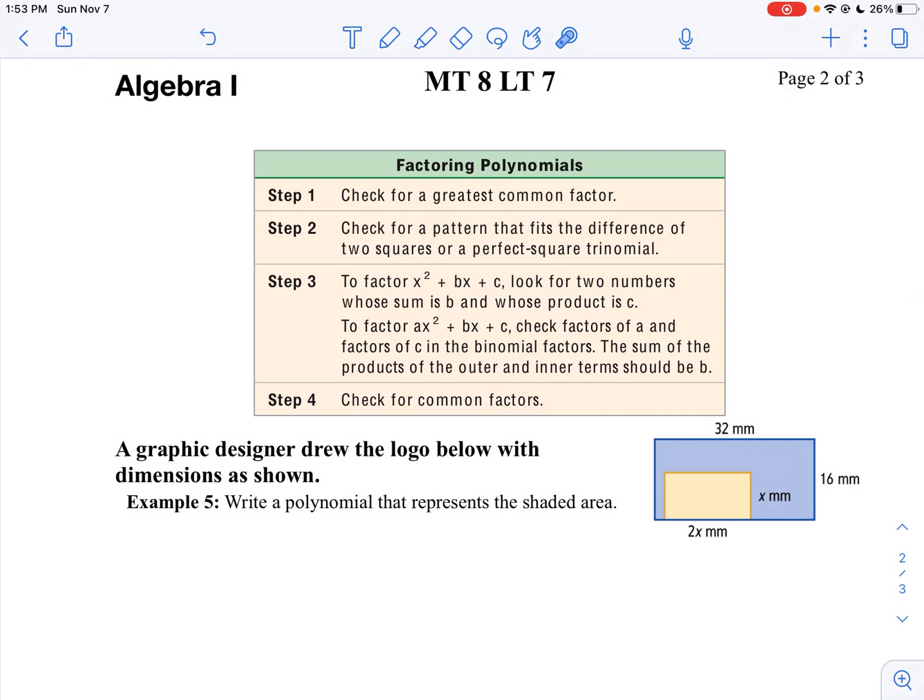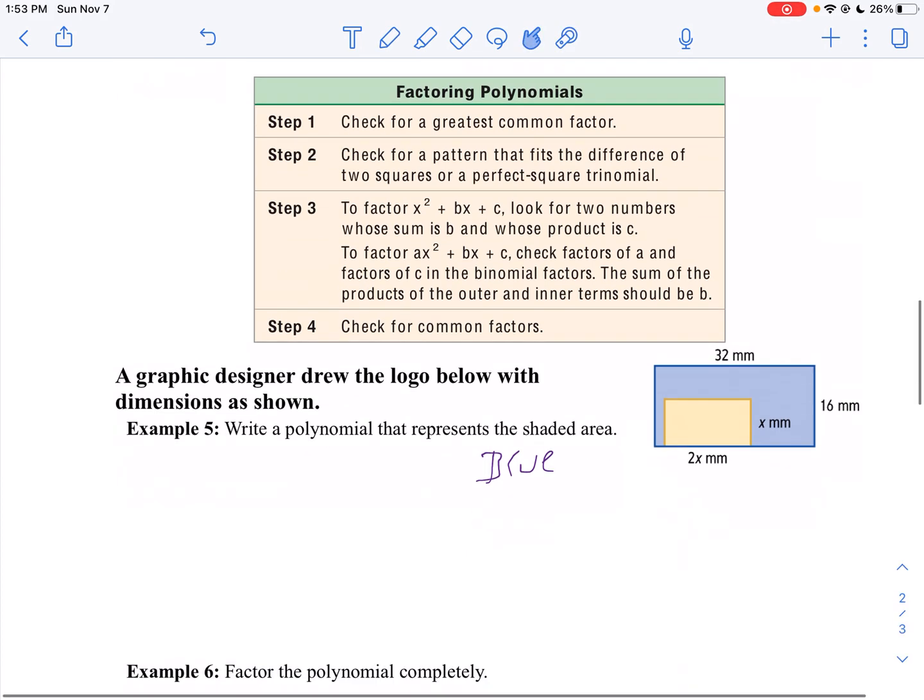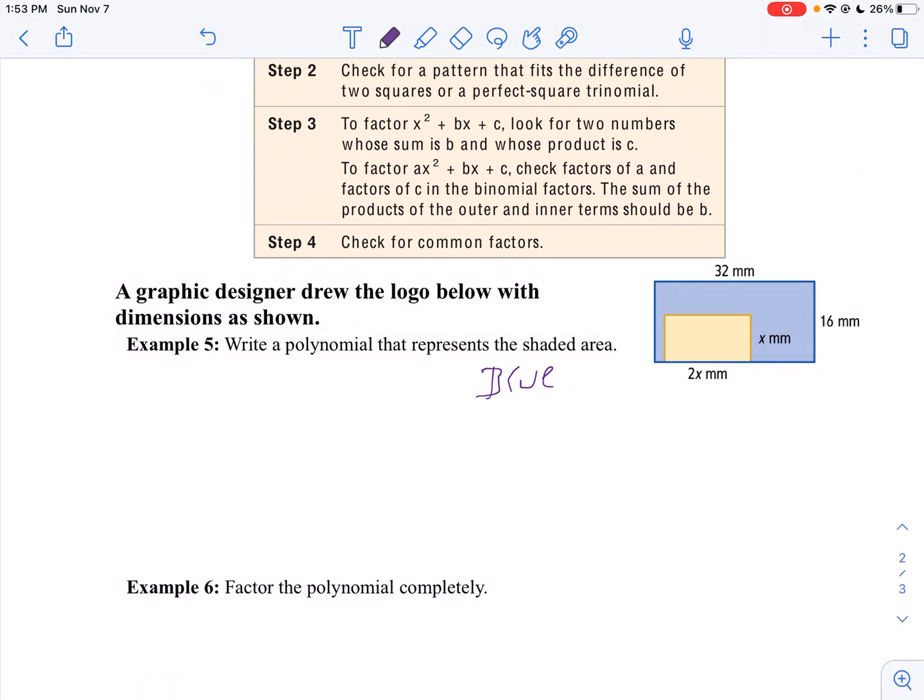It says a graphic designer drew a logo with the dimensions shown. Write a polynomial that represents the shaded region. And when I say shaded region, I'm thinking blue region. So I'm going to take the area of the big rectangle, which is going to be 32 times 16. I'm going to subtract the area of the little triangle, which is 2x times x.